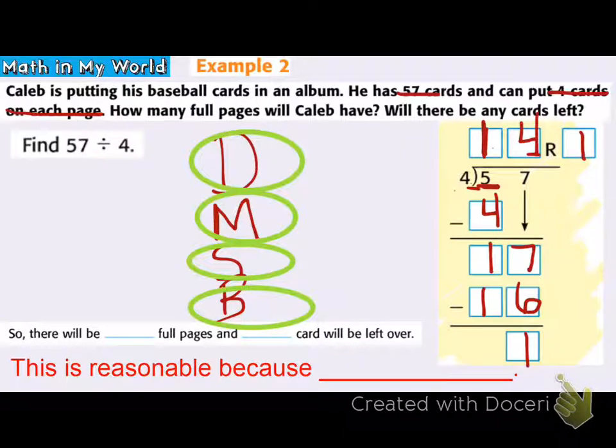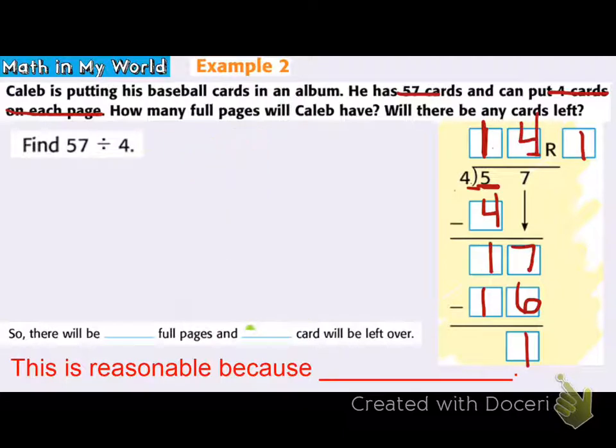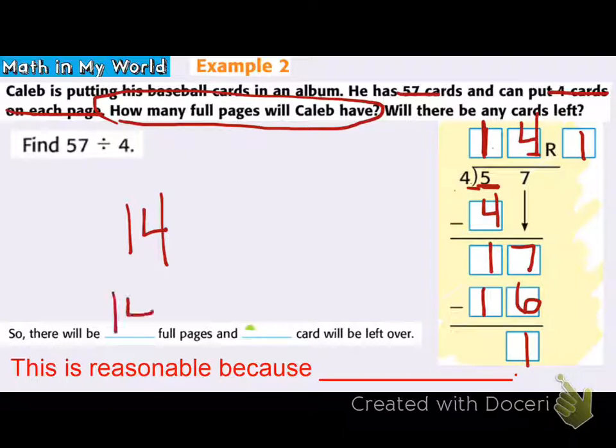The 1 will not fit into the 4 equal groups equally, and I don't want to deal with decimals or fractions quite yet. So it's a remainder or 1 left over. So let's go back to the original question. How many full pages will Caleb have? Well, the quotient is 14, or Caleb will have 14 full pages. And there's 1 remainder, or 1 card that will be left over.